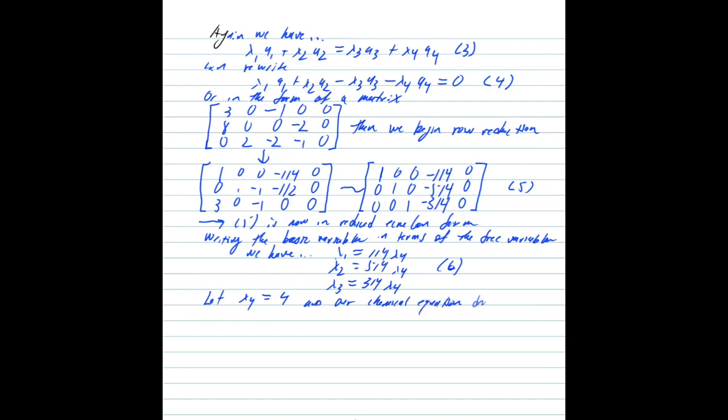And then if we let x4 equal 4, then our chemical reaction from before, remember we have the x variables as the unknown coefficients to balance the equation. We've got C3H8 plus 5O2 to 3CO2 plus 4H2O, and we've balanced our chemical equation.